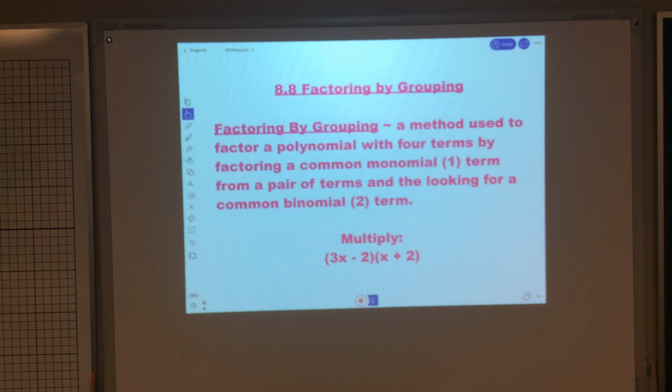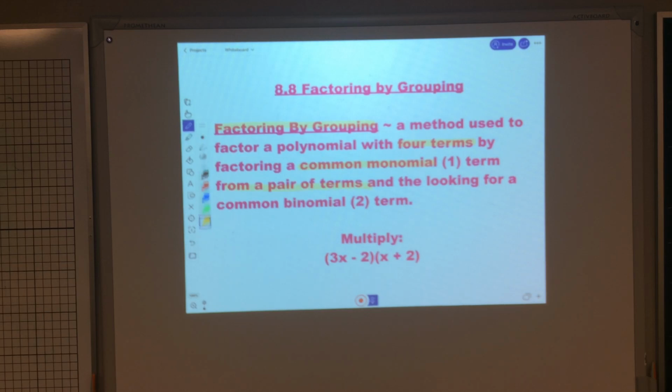This video is for lesson 8.8, factoring by grouping. Factoring by grouping is a method used to factor a polynomial with 4 terms by factoring a common monomial from a pair of terms and then looking for a common binomial, which means you have 2 terms. So you start with 4 terms. We factor out a common monomial from a pair of terms.